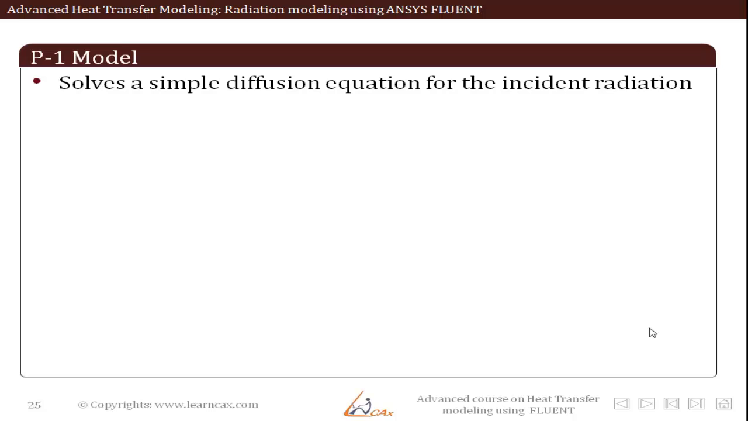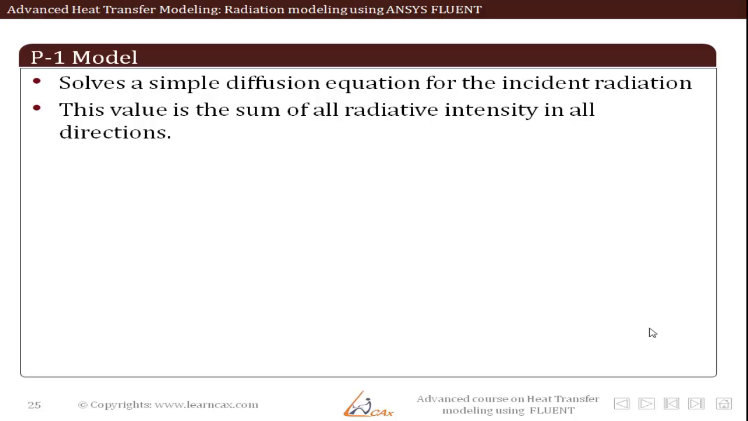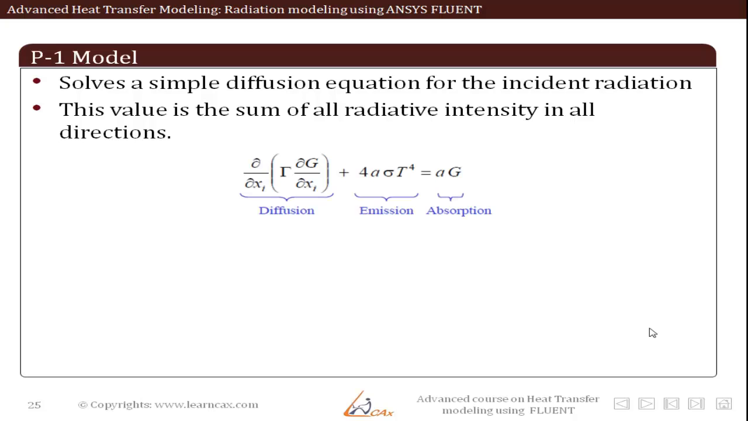So the first is the P1 model. This model solves the simple diffusion equations taking radiation intensity as the variable. This is like replacing temperature from the diffusion equation by incident radiation as the variable to be solved. The value used for incident radiation is the sum of all radiation intensity in all directions. As shown in this equation, we have the diffusion term, the emission term, and the absorption term.